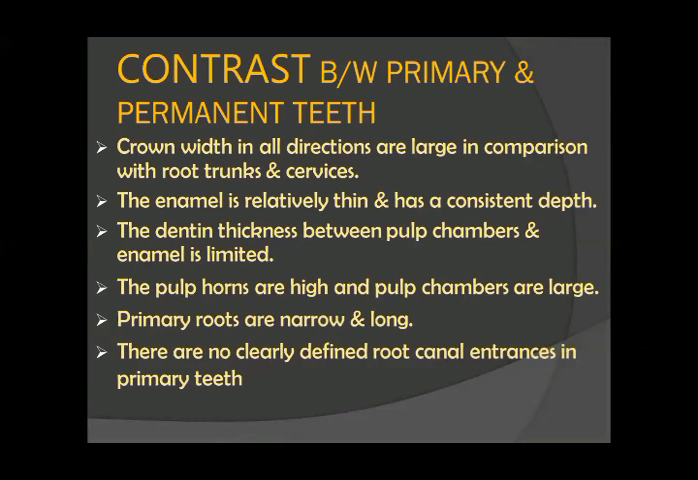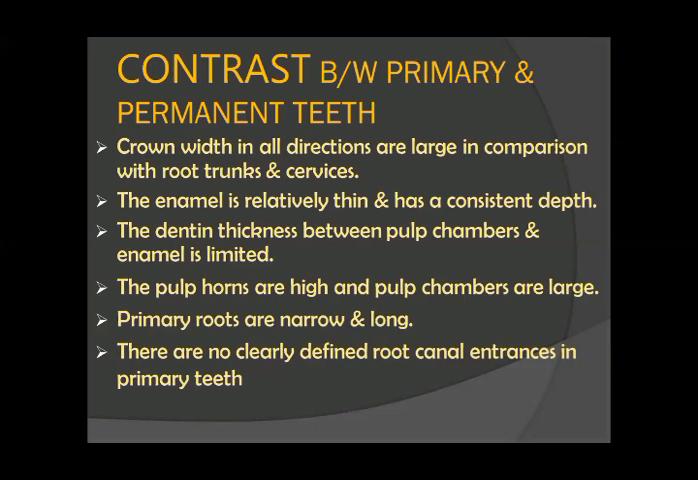Difference between primary and permanent teeth. Number one, the crown width in all directions is large in comparison with root trunks and cervicals. The enamel is relatively thin and has a constant depth. This question comes in your exam: what is the difference between the pulp cavities of primary and permanent teeth?